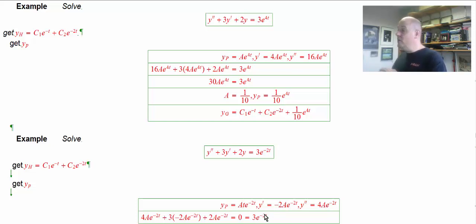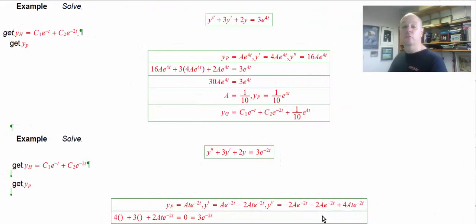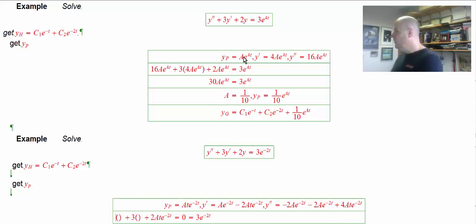Remember, the particular solution is just a solution, a particular solution. It just has to hit the target. That's it. However I get it is irrelevant. So let's guess a t e to the minus 2t. I need the first derivative and the second derivative. So I have the two derivatives now. So I'm subbing it into the left-hand side of the differential equation.